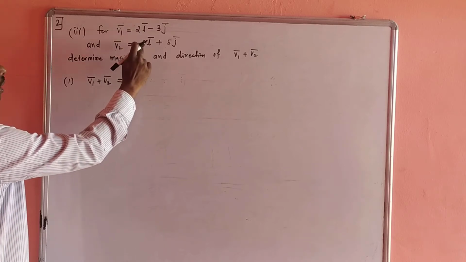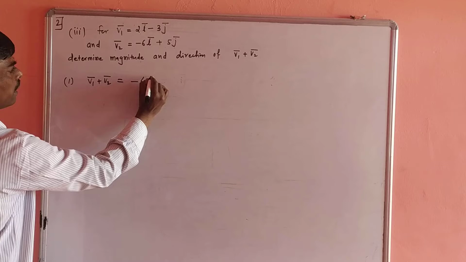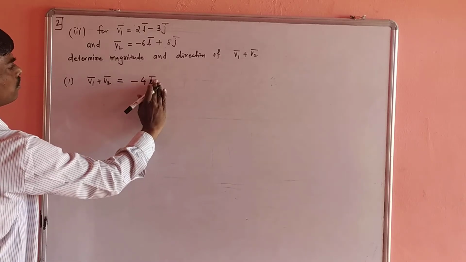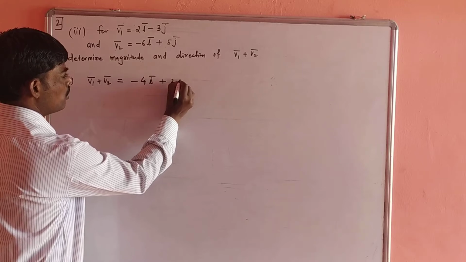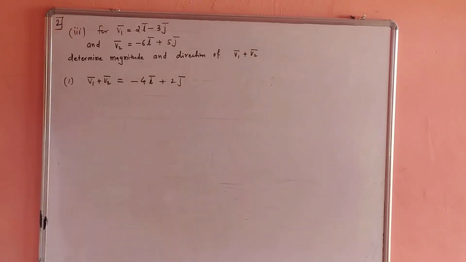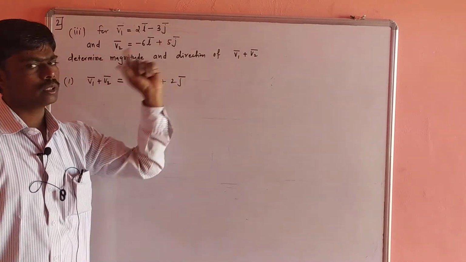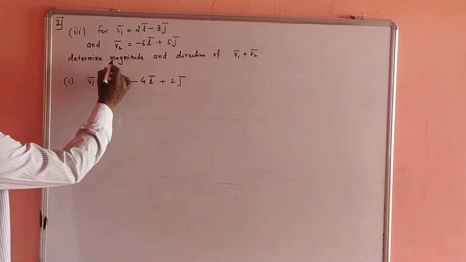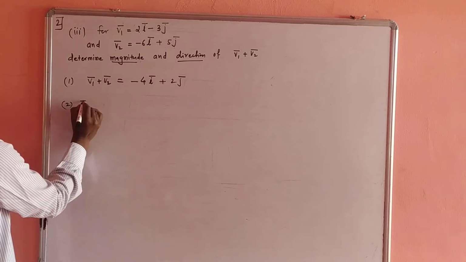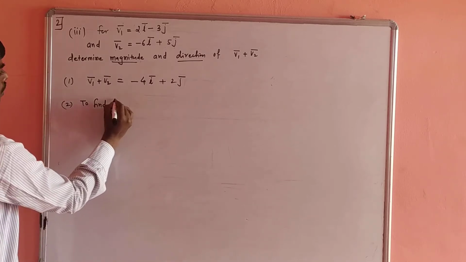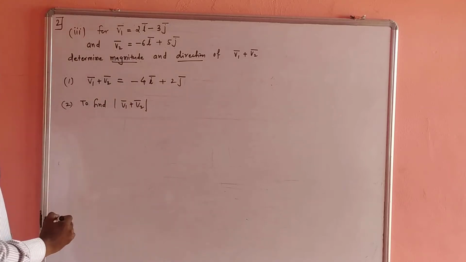Addition, 2i minus 6i, it becomes minus 4i. Then minus 3j plus 5j, it becomes plus 2j. This is the addition of two vectors, vector V1 plus vector V2. But what we require? We require magnitude and direction. So second step, to find magnitude, mod of vector V1 plus vector V2.